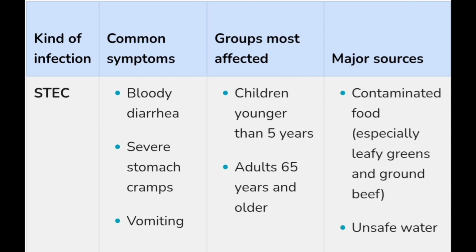For Shiga toxin E. coli, you have bloody diarrhea symptoms, severe stomach cramps, vomiting, etc. The groups most affected are children younger than 5 years. Adults 65 years and older and immunocompromised people are also affected.